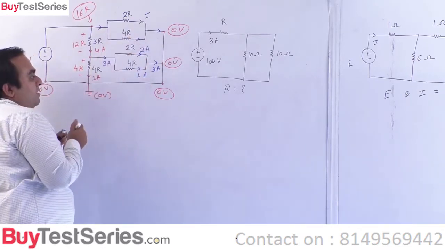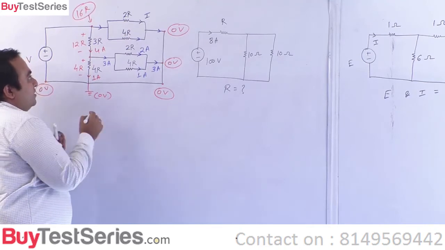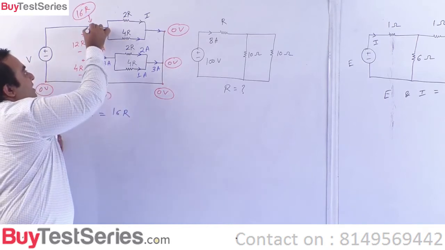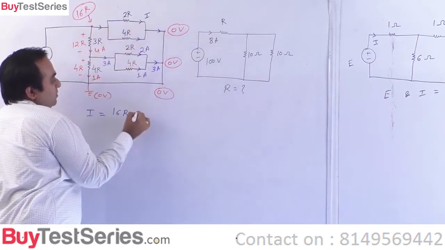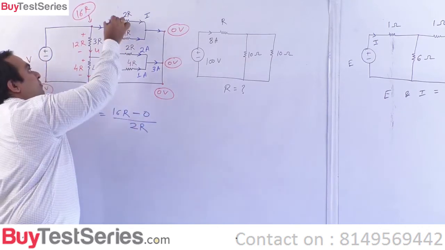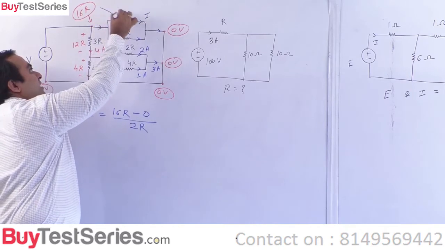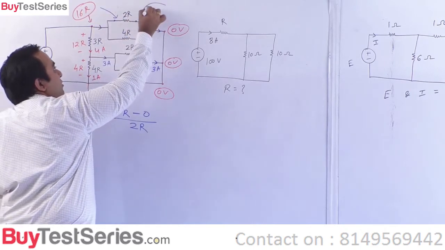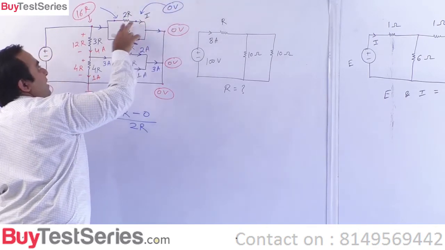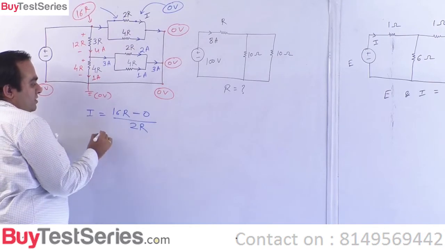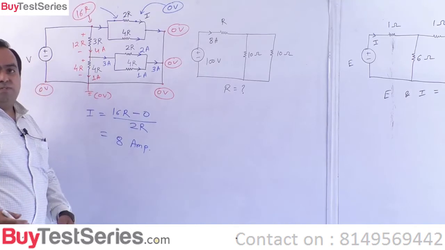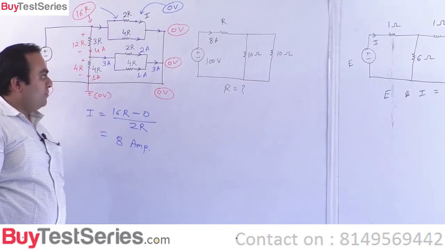I have to simply find out this I. So this I is simply what? 16R, the voltage here, minus the voltage here, which is 0 volts, divided by 2R. So this voltage minus this voltage divided by 2R is I. So this simply comes out to be 8 amperes. So the answer to this question is, the value of I is 8 amperes.